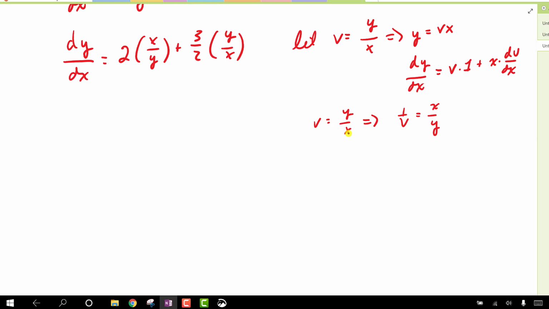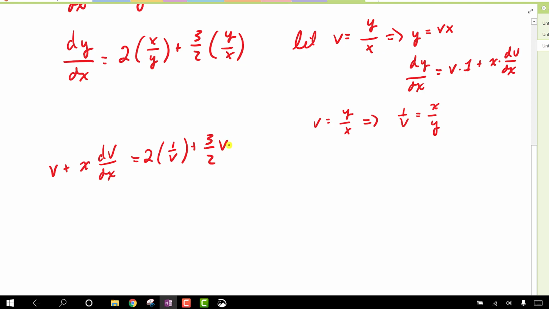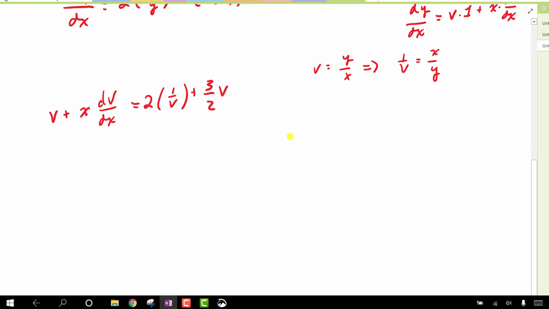So let's go ahead and do our substitutions. In place of dy/dx, I'm putting v plus x dv/dx. That's equal to 2, and then in place of x over y, I'm putting 1 over v, plus 3 halves, and then in place of y over x, I'm putting v. So what could we do here? Well, let's first subtract this v over to the other side. This gives me x dv/dx is equal to 2 over v, plus 1/2 v.